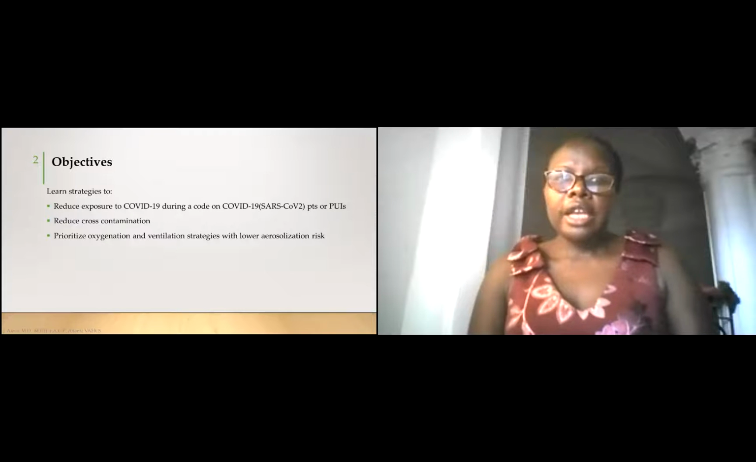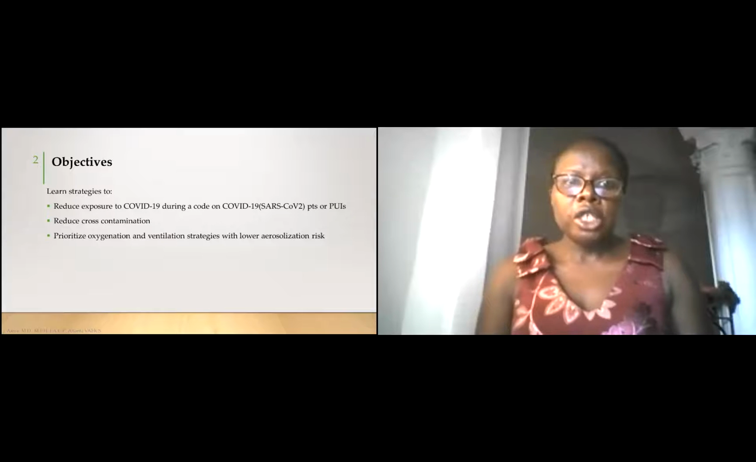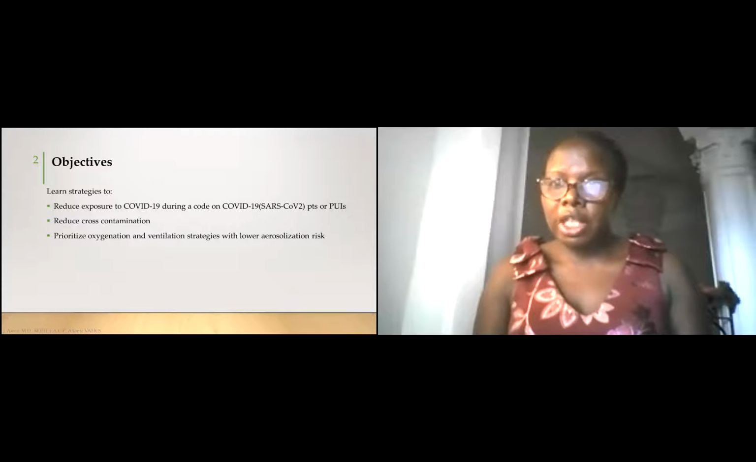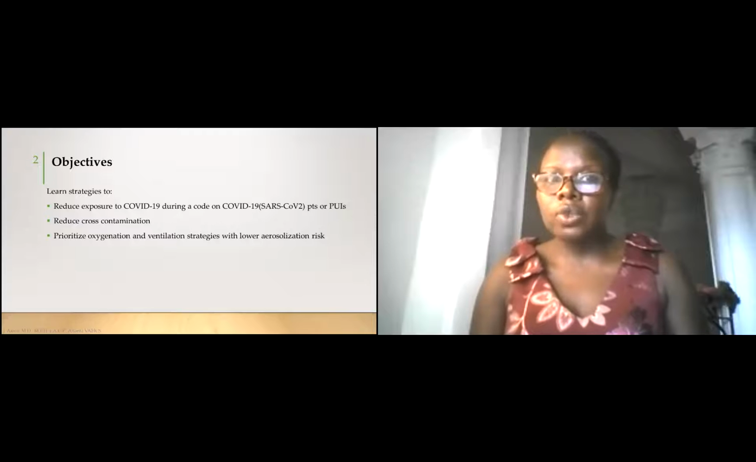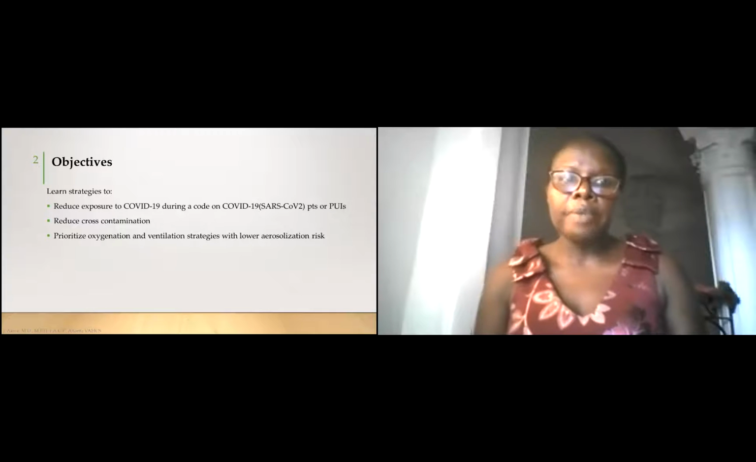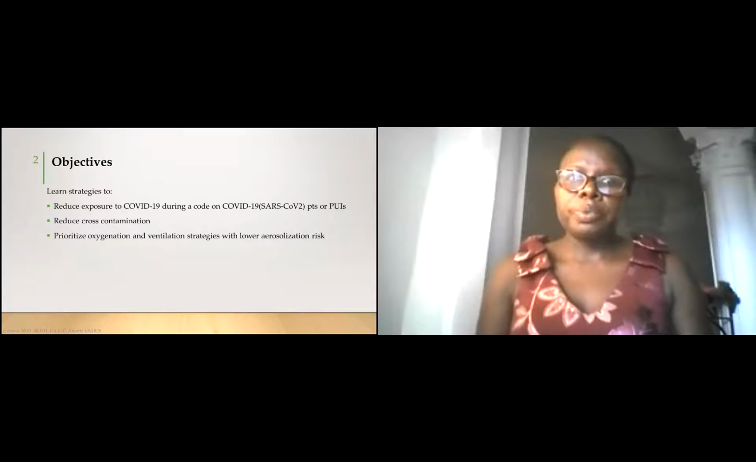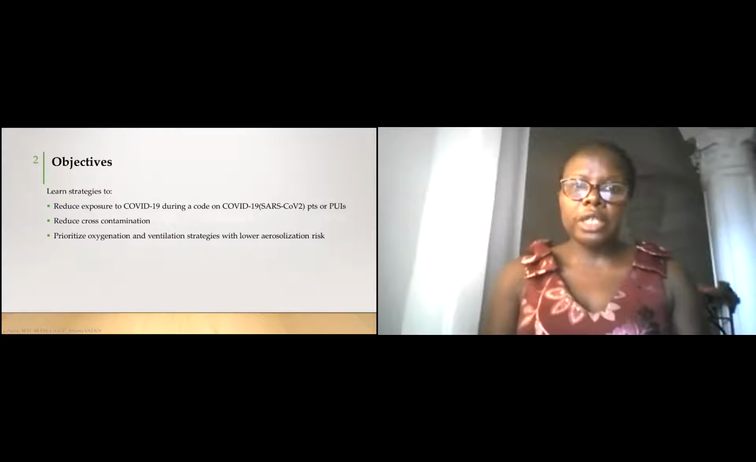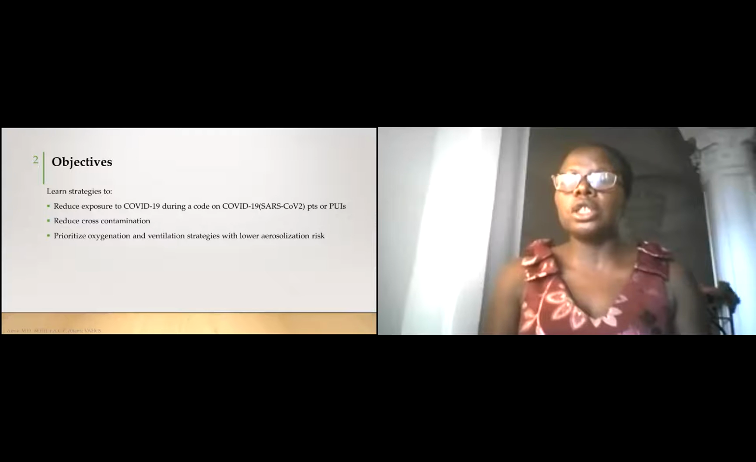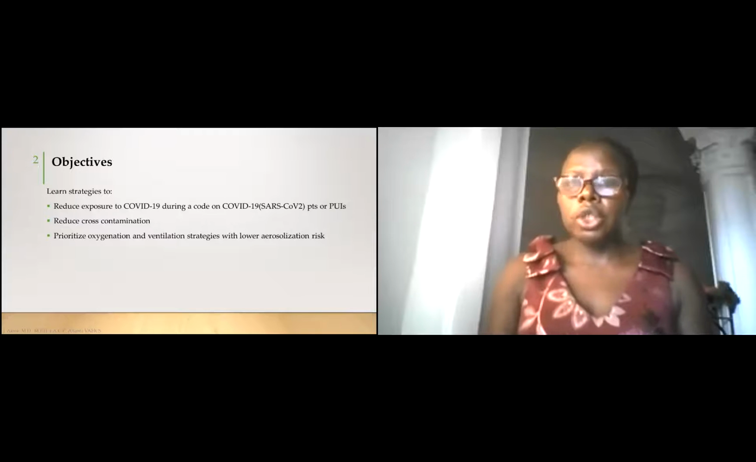And again, the second objective is for us to learn strategies to reduce cross-contamination during cardiac arrest or codes in patients with COVID-19. And the third objective of this presentation is for us to prioritize oxygenation and ventilation strategies with lower aerosolization risk.